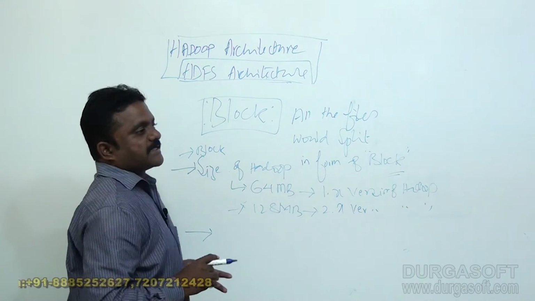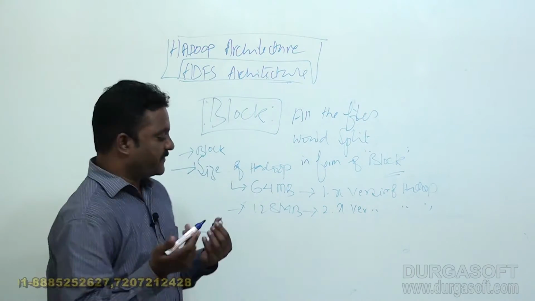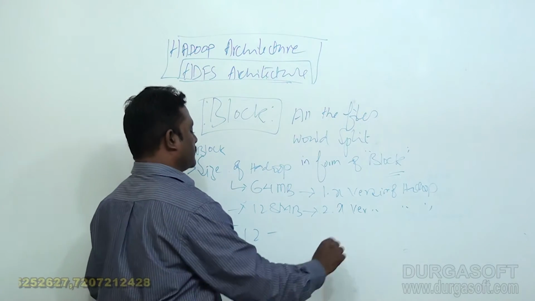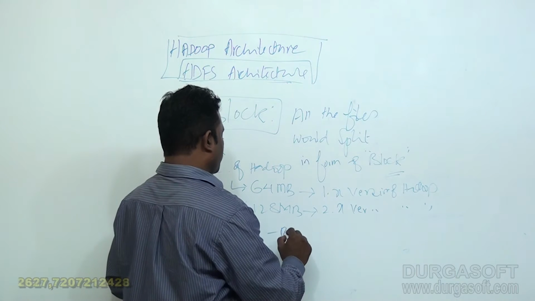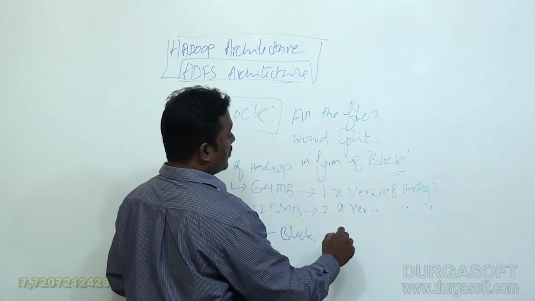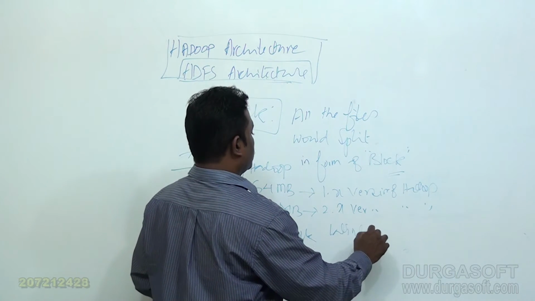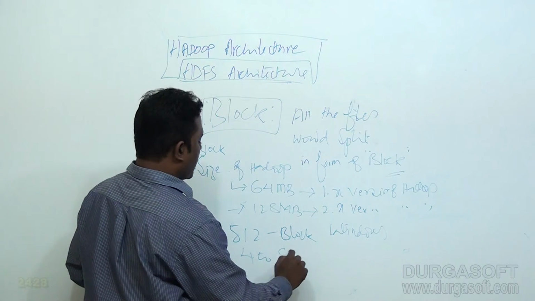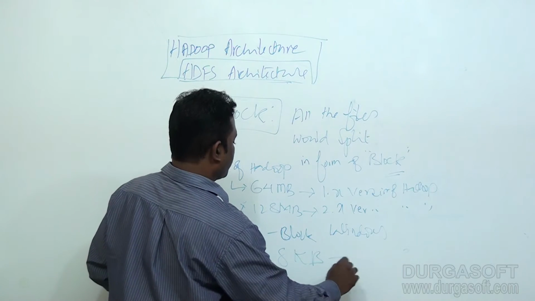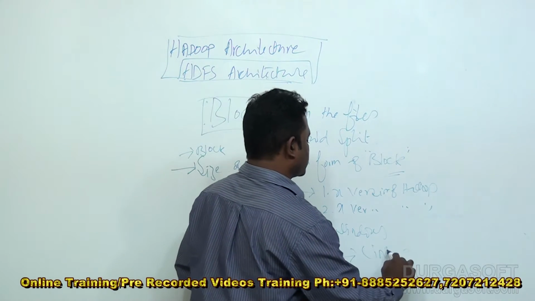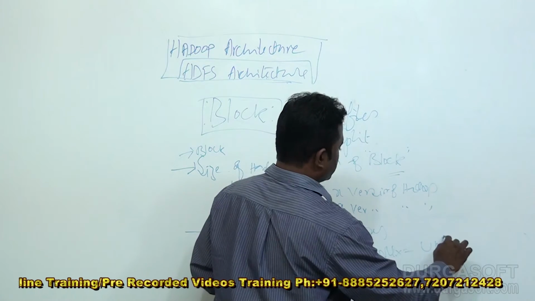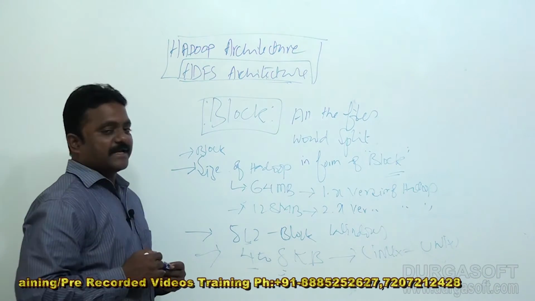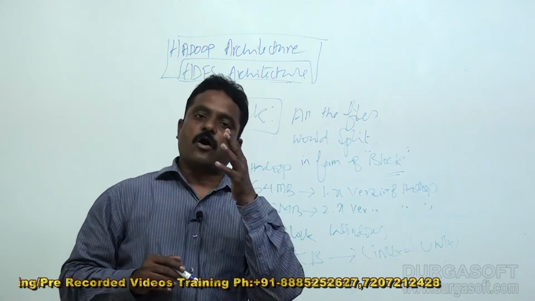Now what are the block sizes of different operating systems? 512 bytes is the size of a block in Windows, and 4 to 8 KB in Linux or Unix. So if you see, the block size has increased drastically from operating system to operating system.